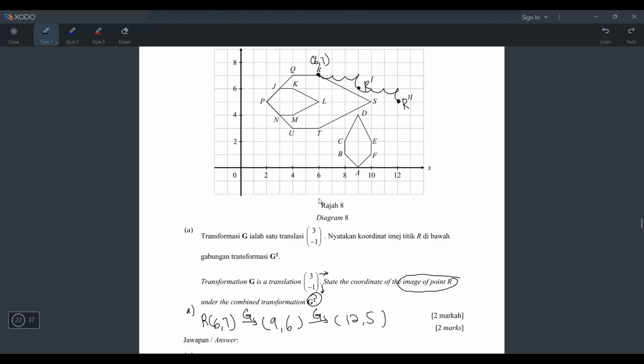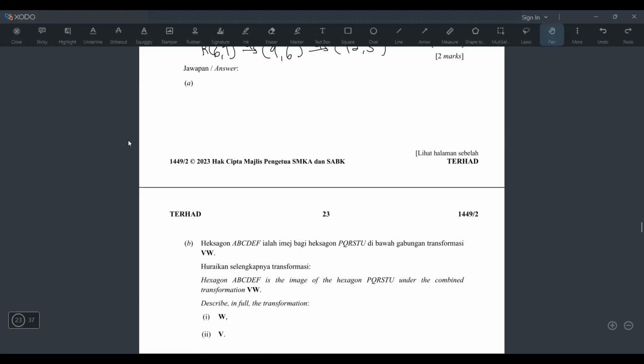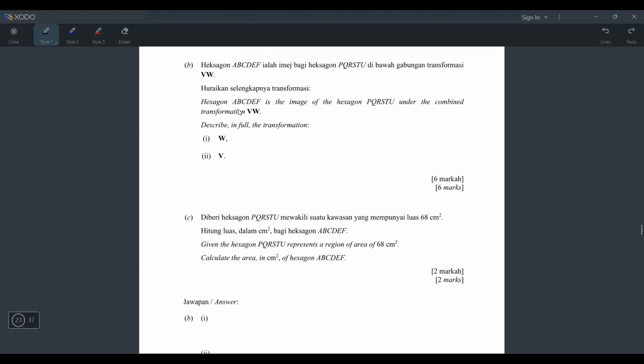But how come I do it so fast? How come I never count the boxes also I can do? Actually, I taught in class already. If you want to do fast, you can just take the X coordinate plus the top number, take the Y coordinate plus the bottom number. So how I do it just now so fast is I just take 6 plus 3, I get 9, and then 7 plus negative 1 is 6. And then I do it again. 9 plus 3, 12, 6 minus 1, 5. All right, that's how I do it. That's the fast way. Okay, now go to B.